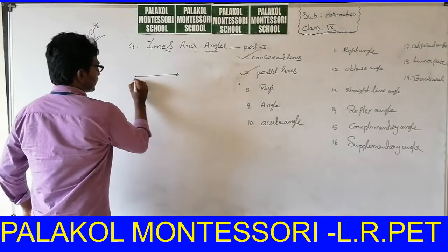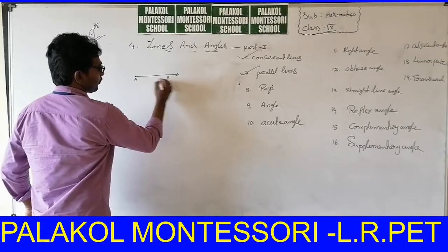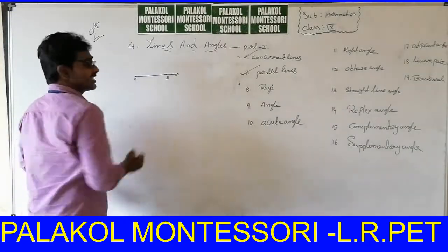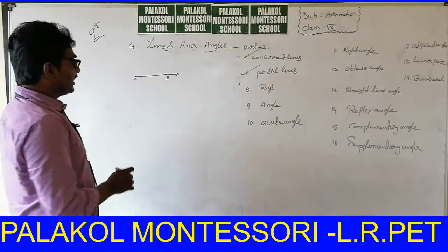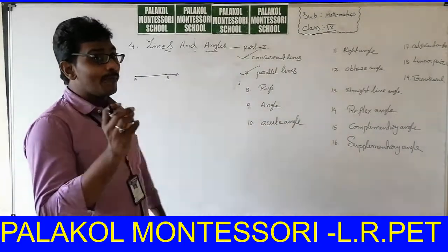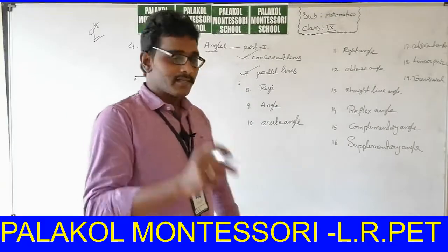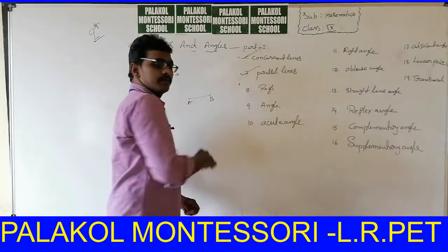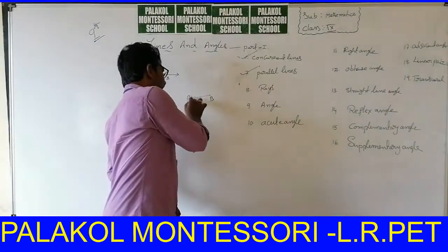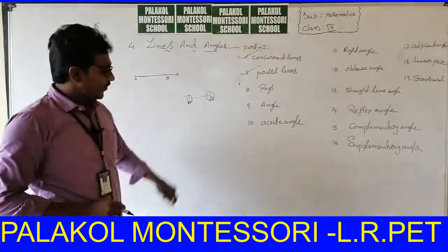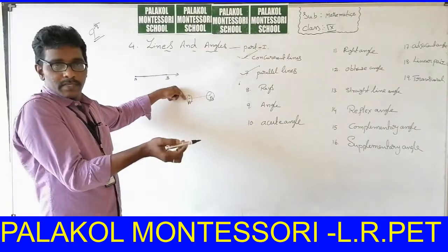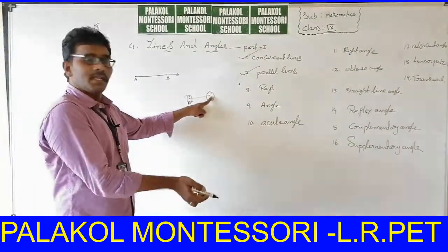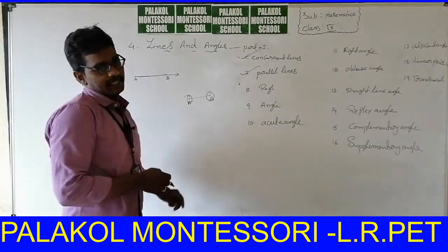Guys, see, this is A, this is B. Generally, you know that AB is a line segment. But in this line segment, how many ends are there? Two ends are there. I have already completed the line segment case. This side is an end, this side is an end. If you start at A, B is the end. If you start at B, A is the end.